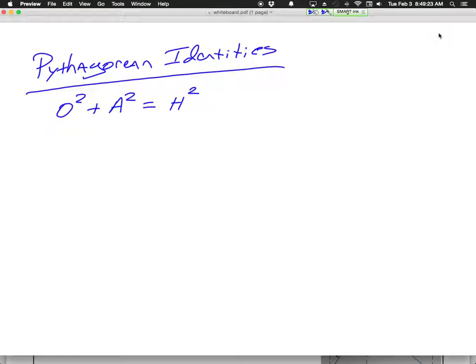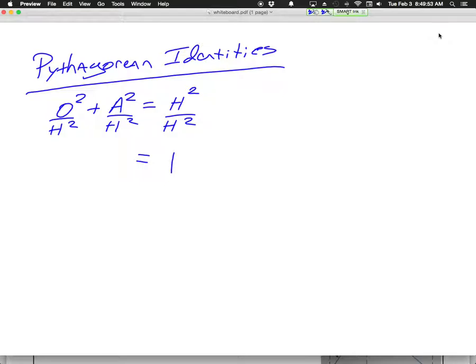Alright, so there's my Pythagorean theorem. Opposite squared plus adjacent squared equals the hypotenuse squared. Now, we're going to do 3 different things to this identity here to get our Pythagorean identities. The first thing we're going to do is divide everything by h squared. So on the right side of this equation, what is h squared divided by h squared? 1.